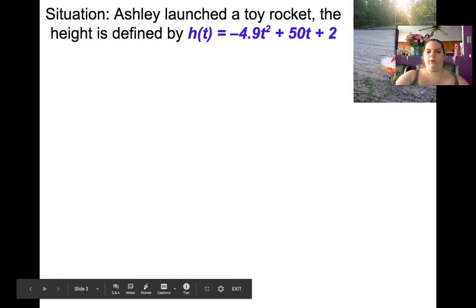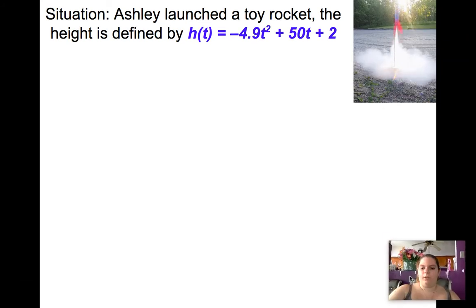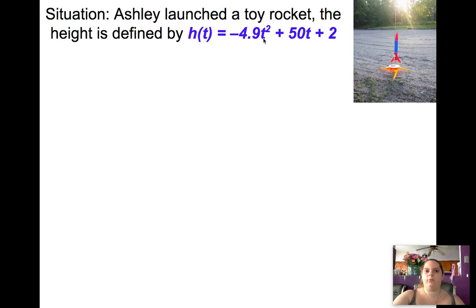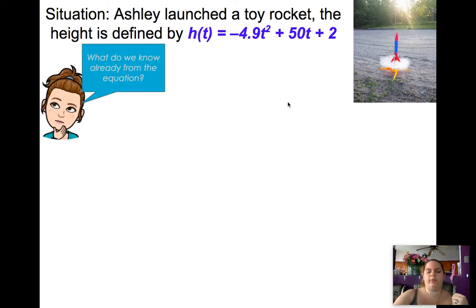All right, so our rocket situation, here it is again. And we're talking about the exact same equation, h of t equals negative 4.9 t squared plus 50t plus 2. And what do we know? Just by looking at this equation, what do we already know? Take a moment, jot it down.